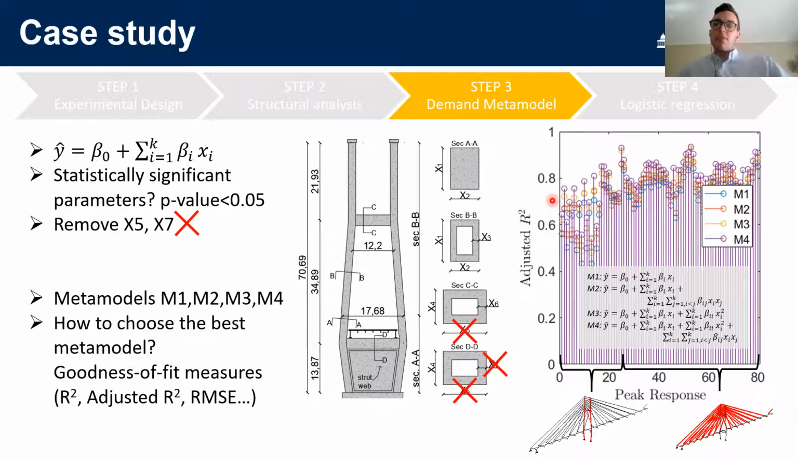This graph on the right shows the comparison in terms of adjusted R-square. Every one of these vertical lines refers to one of the peak responses in the bridge. The first part refers to the peak responses in the tower, while the second one represents the peak responses in the cable. And the higher this value is, the more confident we are that the metamodel is predicting the response of the structure in an accurate way. Which means that to develop the next step, which is the logistic regression, we need to select the metamodel with the highest adjusted R-square.